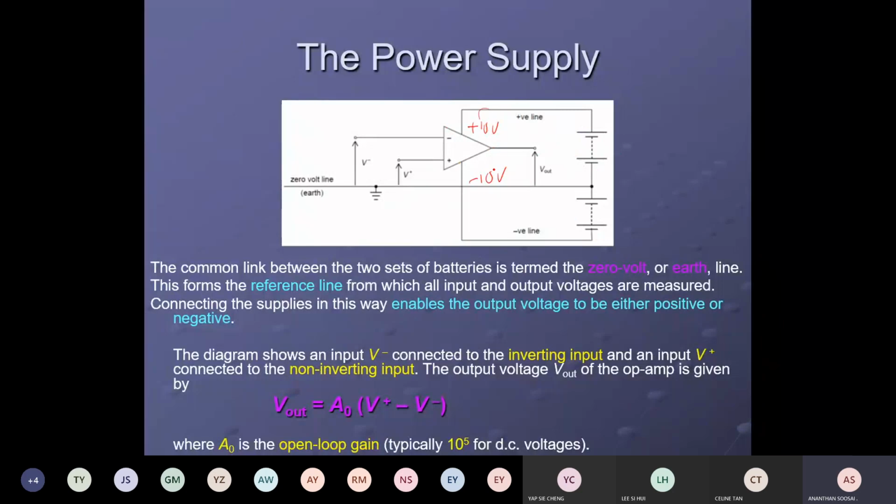If you give positive 10, negative 10, the output will be within this range only. It cannot go more than positive 10, or less than negative 10. The common link between the two sets of batteries is 0 volt, earth. Earth means 0 volt. Then they put a battery here to give some voltage to this input. The A naught is always taken as 10 to the power of 5, typically.